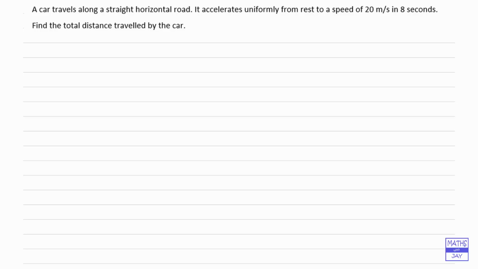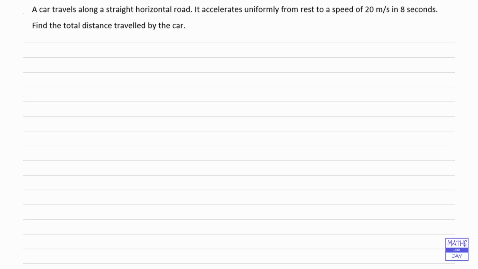So in this question we've got a car travelling in a straight line. It's accelerating uniformly, so that's telling us that the acceleration is constant. It starts from rest and ends up with a speed of 20 meters per second, and it's taken 8 seconds to get to that speed. And we're being asked to find the total distance travelled by the car.